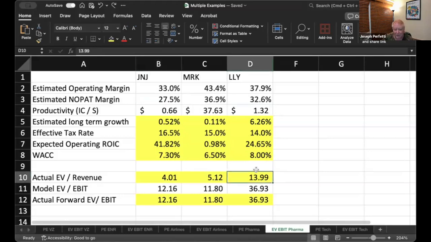But why is this more than double? The other factor, remember, driving EV to revenue, margin times EV to EBIT, is the growth. They're growing this high margin at a high rate, which makes their sales more valuable. So the other thing driving Lilly is the 6% growth. It's helping their EV to revenue as well as the high margin. That one's a little bit more complicated.